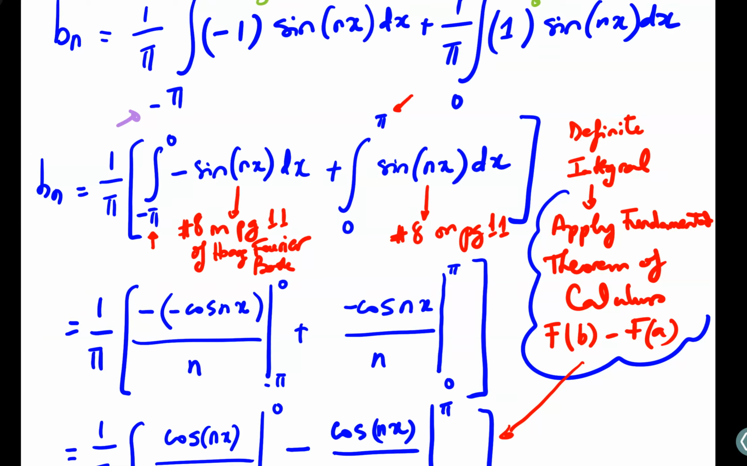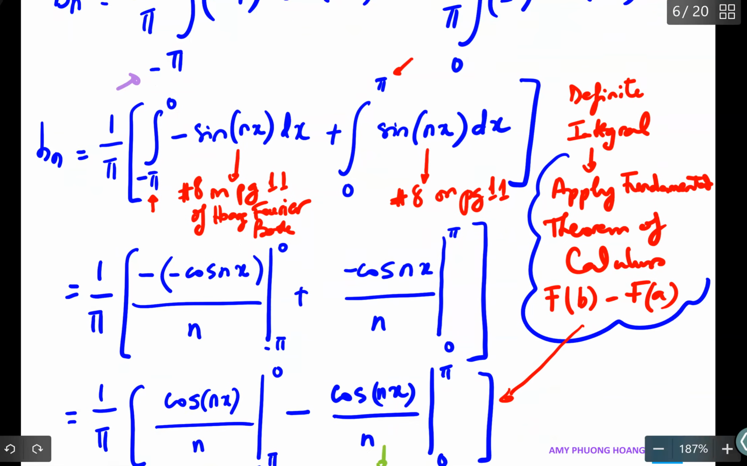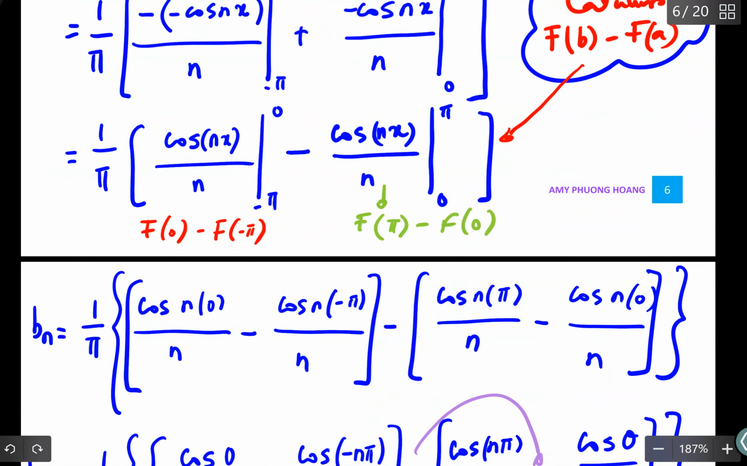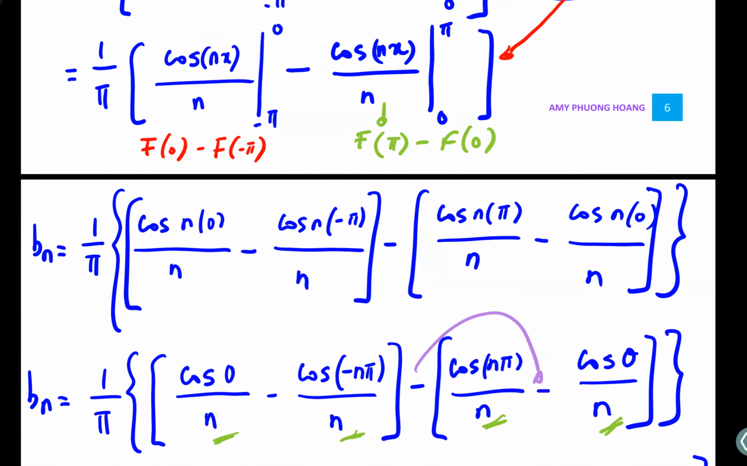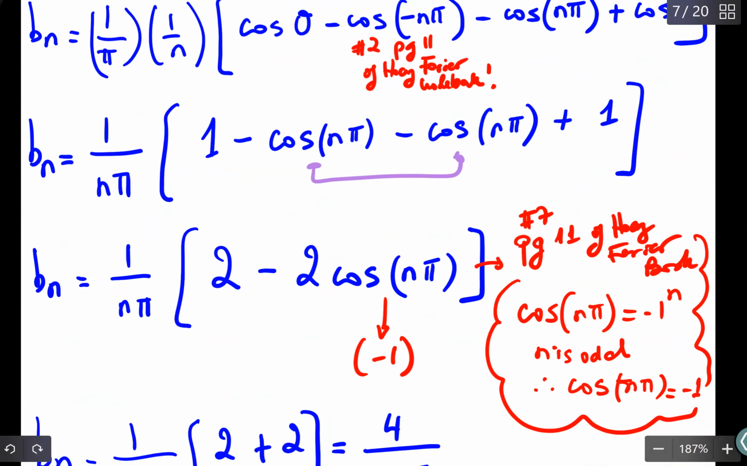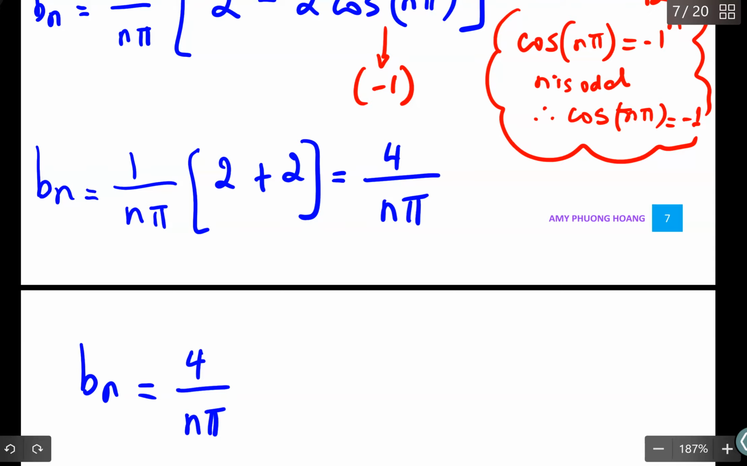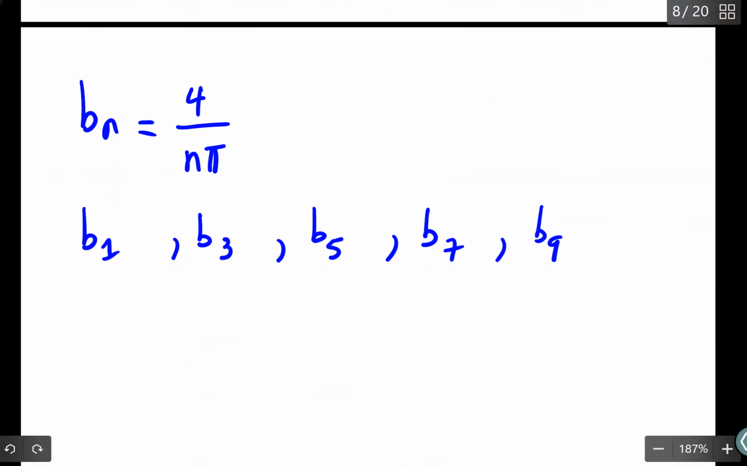One formula we need to use is for the integral of sine of nx. The best is to use the shortcut that I showed you, and from that formula I turn it into negative cos of nx over n, and the same thing here. I simplify, apply the fundamental theorem of calculus, evaluate the upper limit minus the lower limit, and I end up with the unspecified term n as bn equal to 4 over n times pi.